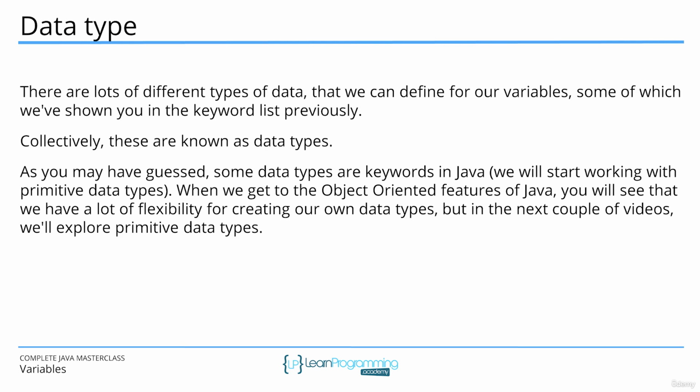When we get to the object-oriented features of Java, we'll learn that we have a lot of flexibility for creating our own data types, but in the next couple of videos, we'll explore primitive, or a special kind of built-in, data type. So let's start out by defining a variable of type int, being an abbreviation for integer, which is a whole number. That's a number without any decimal points.